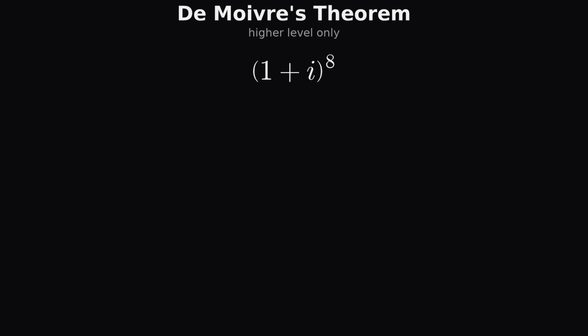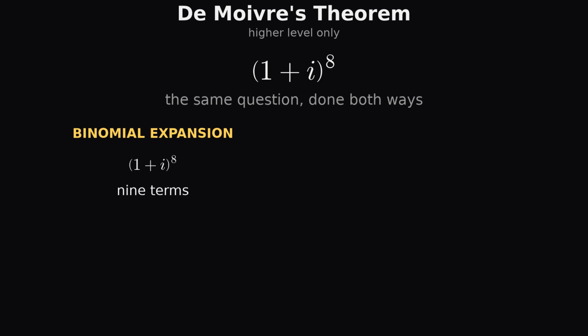In this video, we're doing de Moivre's theorem, higher level only. And the fastest way to see why it's worth having is to watch the same question done both ways. Work out (1 + i)^8. On the left, the binomial expansion: 9 terms, and every single one of them has a power of i in it that needs cleaning up.